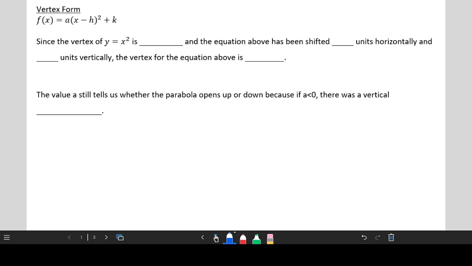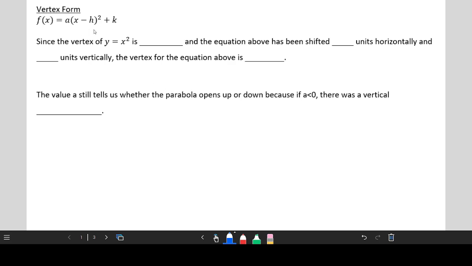In this video, we're going to continue our discussion on graphing quadratic functions. In this video, we're specifically going to look at how to graph the function when it's written in vertex form, which is what we see here. And the reason it's called vertex form is because it makes it really easy to identify what the vertex is.